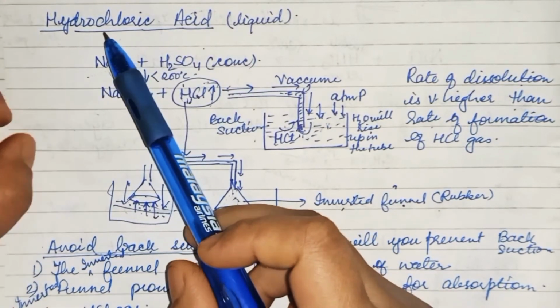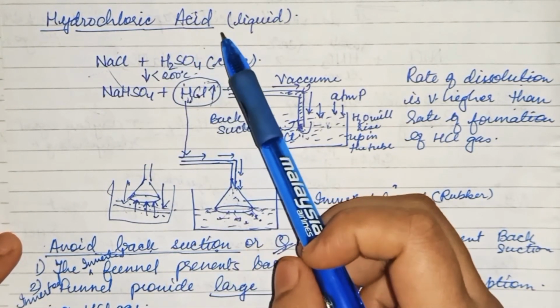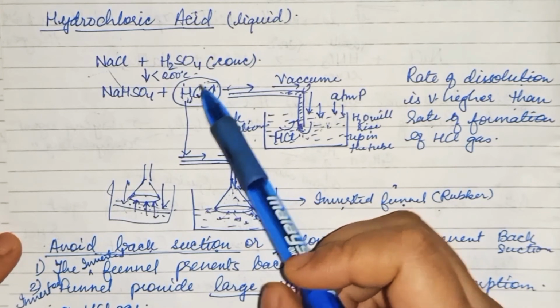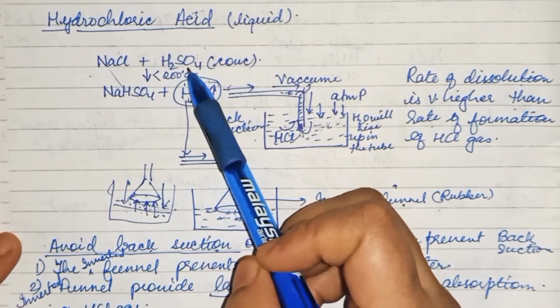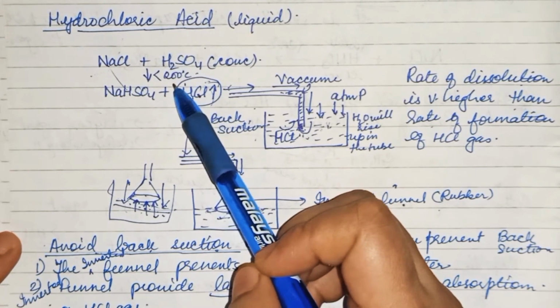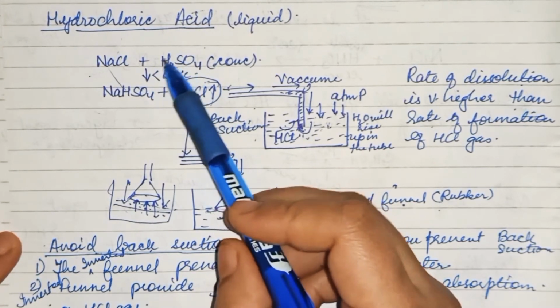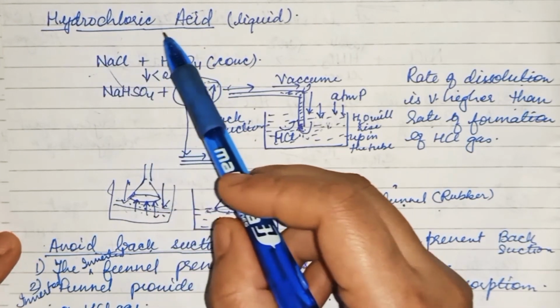Now see children, we have to prepare hydrochloric acid. We have just prepared the hydrogen chloride gas by the reaction of sodium chloride and concentrated sulfuric acid, at a temperature below 200 degrees Celsius. So you will get HCl gas. Now you have to prepare hydrochloric acid.